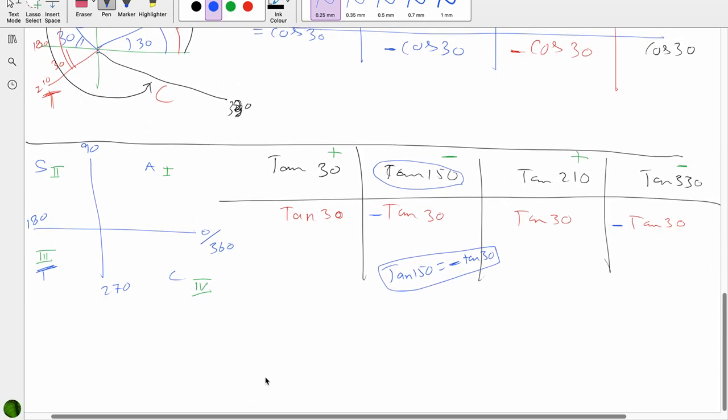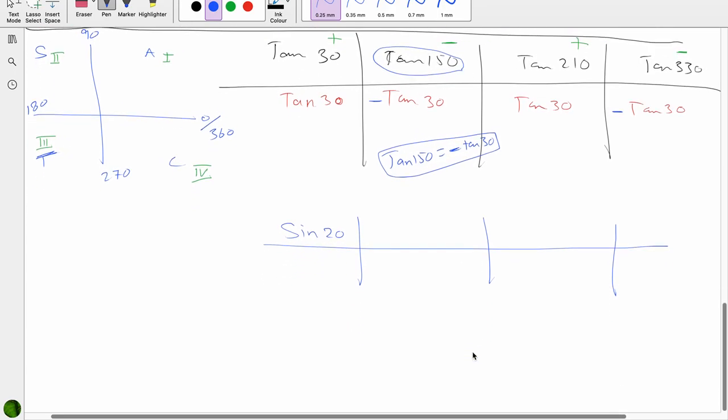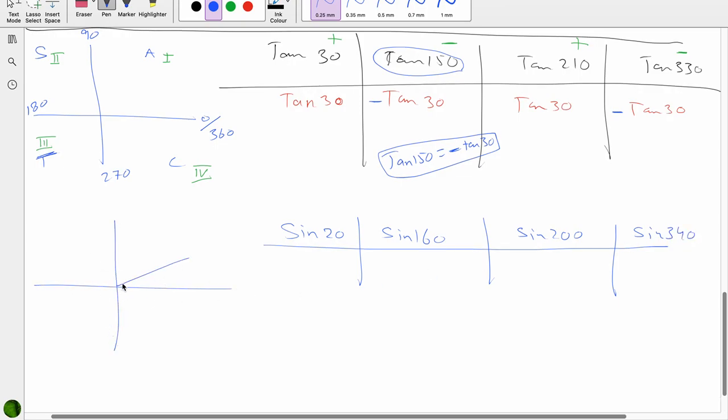Quickly, with different values for sine. Let's try sine of 20. Keeping the basic angle the same, sine of 160, sine of 200 and sine of 340. Now we already know that the basic angle is 20. So it would be sine of 20, sine of 20, sine of 20 and sine of 20, because the basic angle is the same all the way.